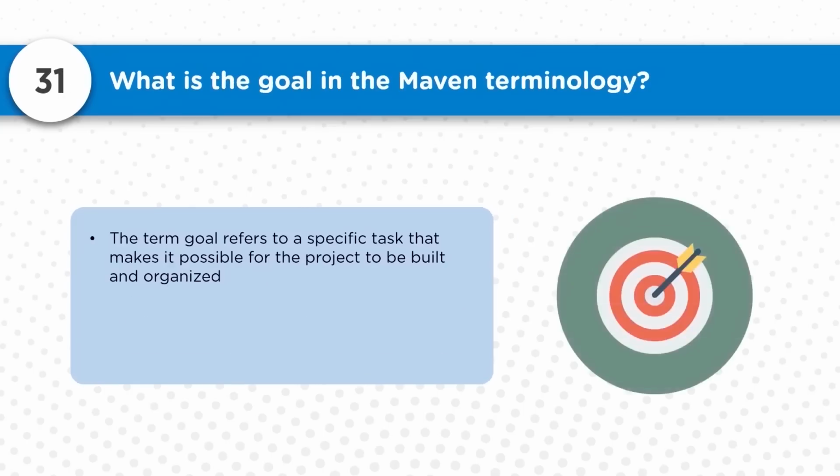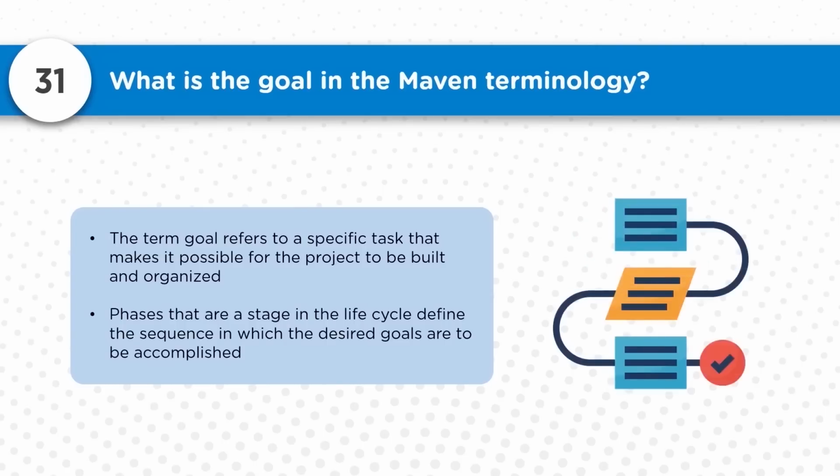Now, what does the term goal mean in Maven? The term goal refers to the specific task that makes it possible for the project to be built and organized. It's something we can run, the actual implementation that is going on there. For example, in the build phase, I have different goals like clean, install, package, and deploy. These are the typical goals available, which I can execute in Maven, and which we can run during a Maven build.